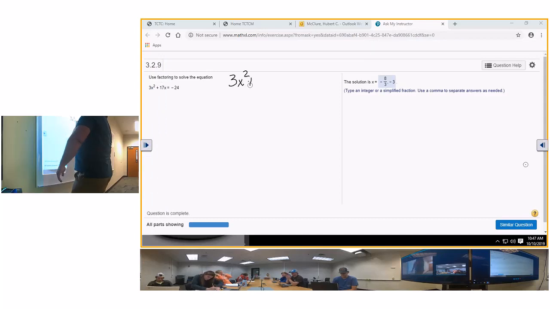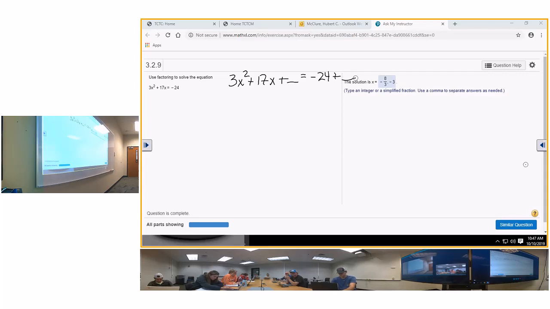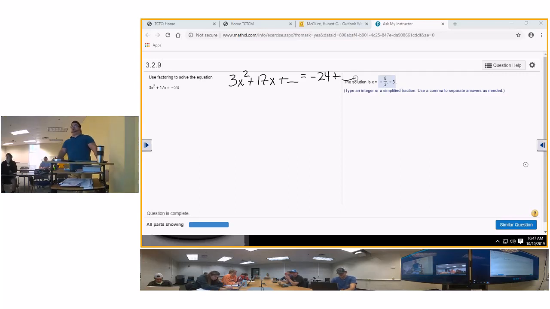3x squared plus 17x plus blank is equal to -24 plus blank. Can anybody tell me what the most made mistake on this problem is? In other words, what mistake do students make the most? On this first part, they think the 24 is already on the left. Remember, this is a test. You're hurrying, and you move that 24 over, and it becomes a what? Positive 24. That is the number one mistake students make on this problem. On a problem like this, you've got to be careful.